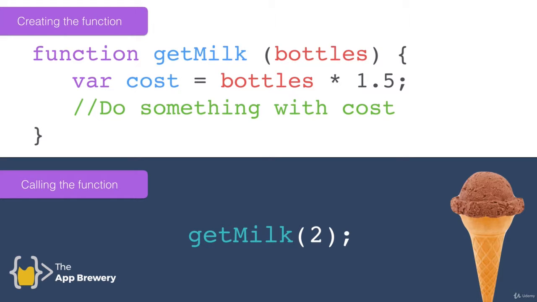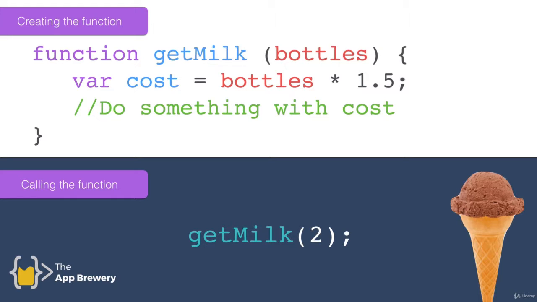Now, that bottles is used much like a variable to contain the input. And we can now use it inside the function to calculate something or to do something with it. In this case, we're calculating the cost. Say if 1 bottle of milk costs $1.5, then depending on the number of bottles of milk the master wanted, we would have to calculate the amount of money we have to give to the shopkeeper, right?